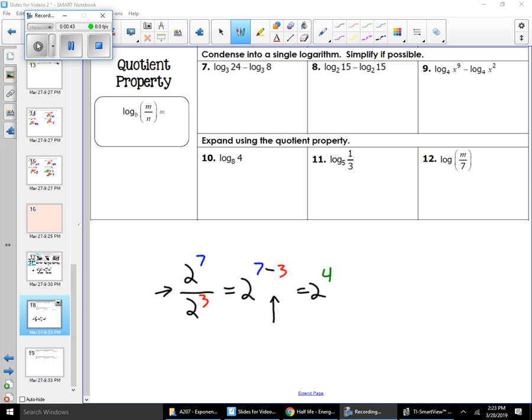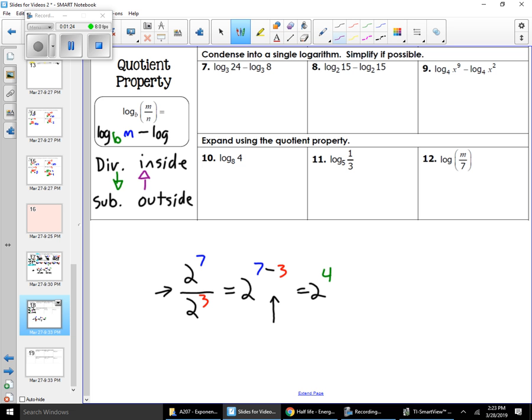With logarithms, division inside is going to become subtraction outside. And once again, these properties go both ways. Division inside becomes subtraction outside, or you can go the other way, subtraction outside becomes division inside. So if we have log base b of m divided by n, I can rewrite that as log base b of m. We'll go ahead and let that first one be blue, minus log base b of n, and we'll let that one be red. Again, division on the inside became subtraction on the outside.